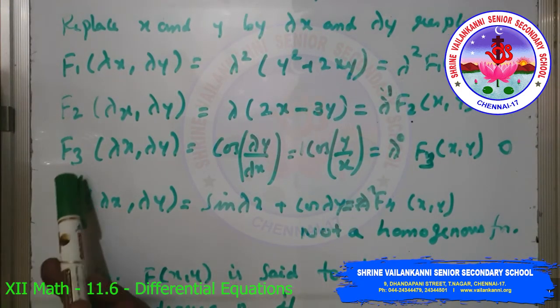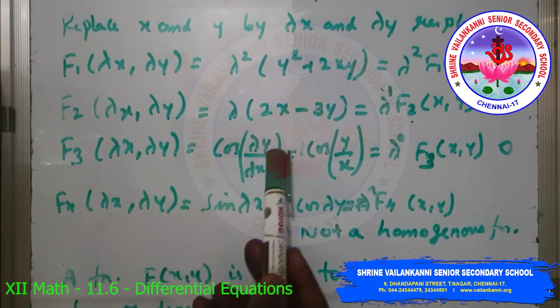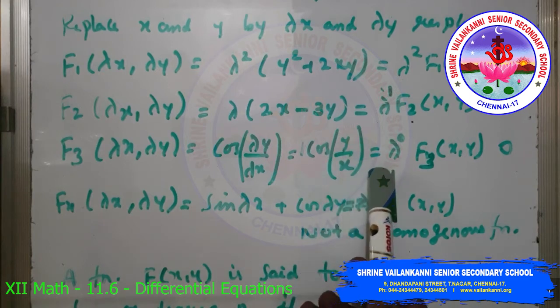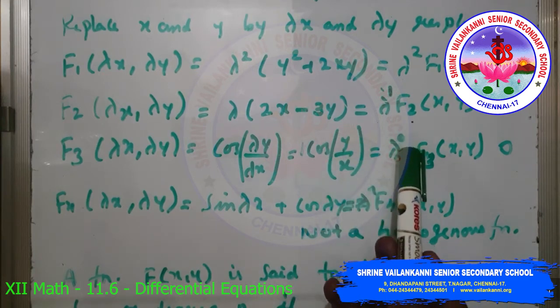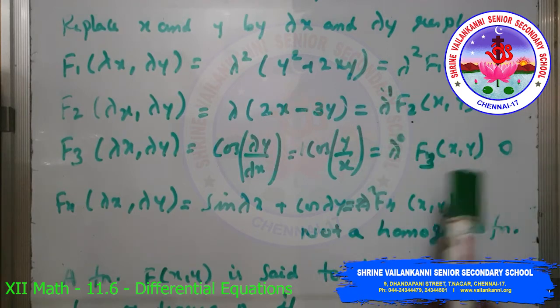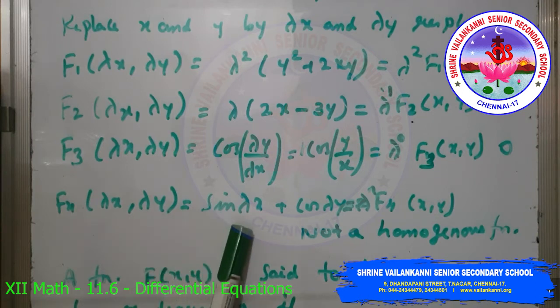So third is f3 of lambda x comma lambda y, which is equal to cos of lambda y by lambda x, which is equal to cos of y by x, which is equal to lambda to the power of 0 into f3 of x comma y. Here the degree is 0. And fourth one, f4 of lambda x comma lambda y, which is equal to sin of lambda x plus cos of lambda y, which is not equal to lambda power n f4 of x comma y, which is not a homogeneous function.